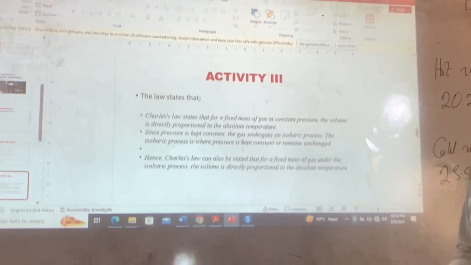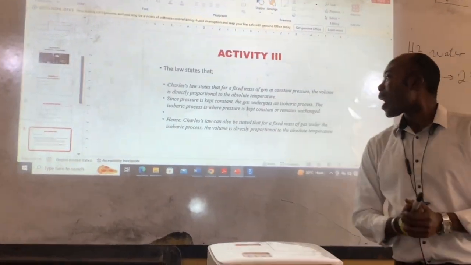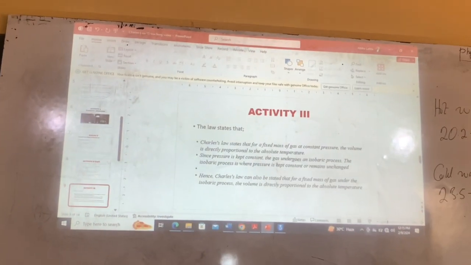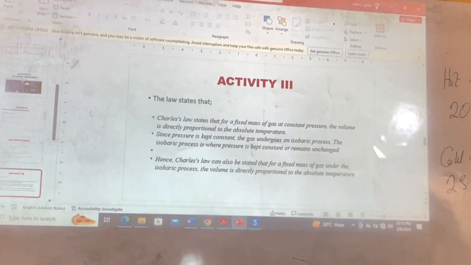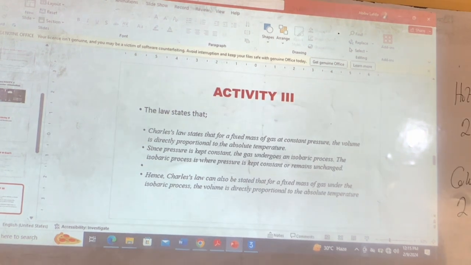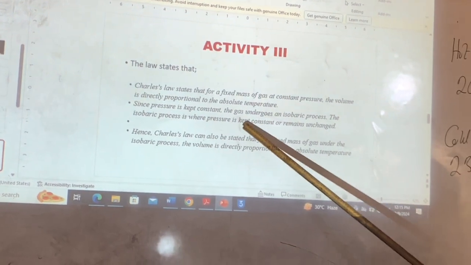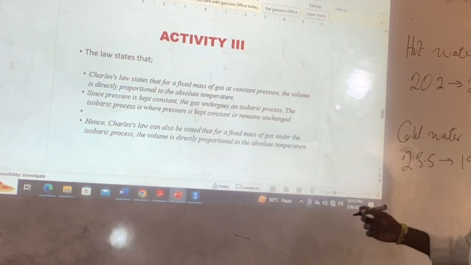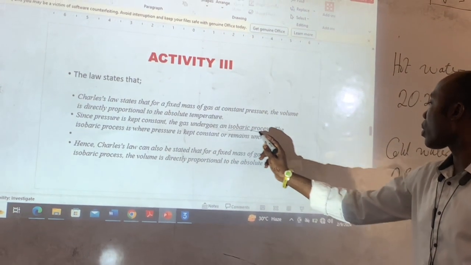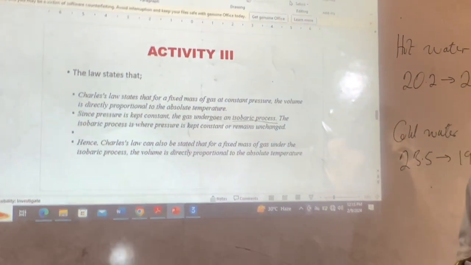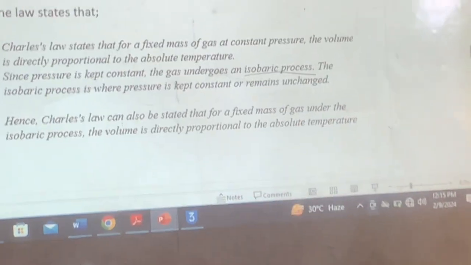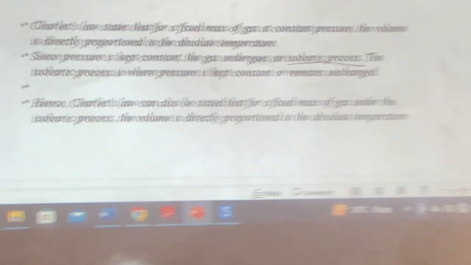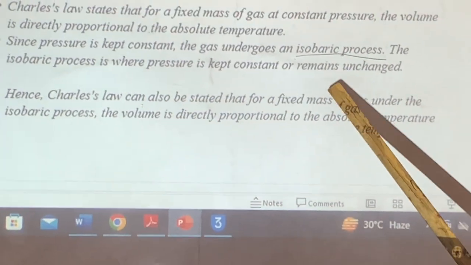So, we can say that Charles's law states that for a fixed mass of gas at constant pressure, volume is directly proportional to absolute temperature. When the pressure is kept constant, we call it an isobaric process. Everybody, isobaric process. This means that the pressure is kept constant and remains unchanged.